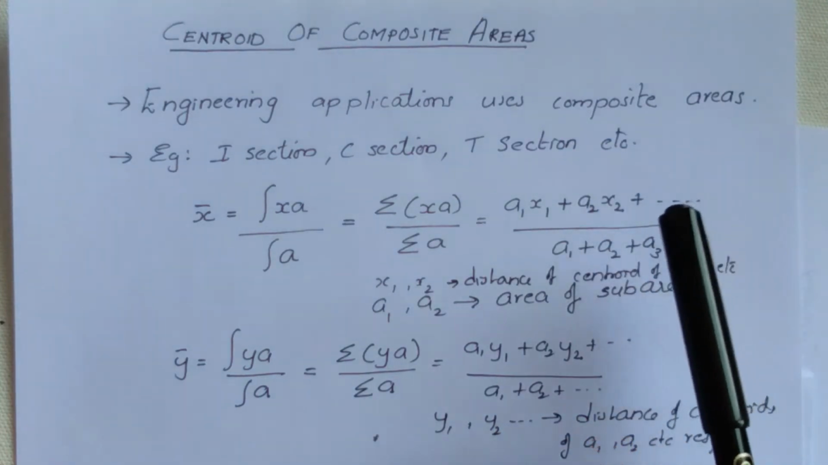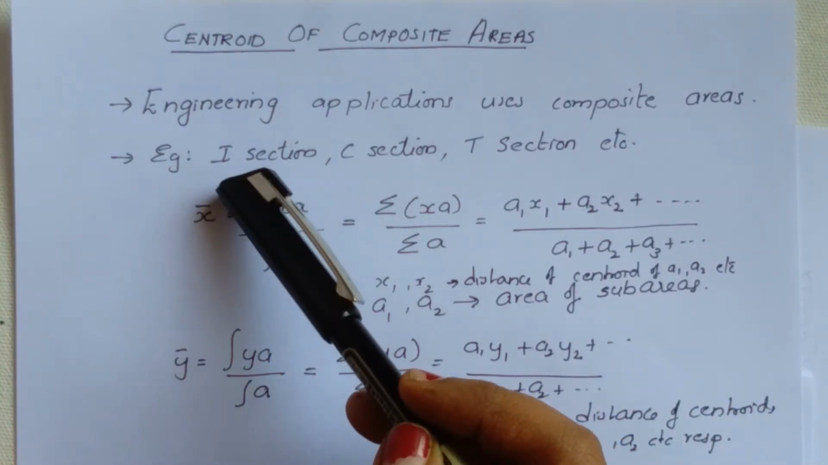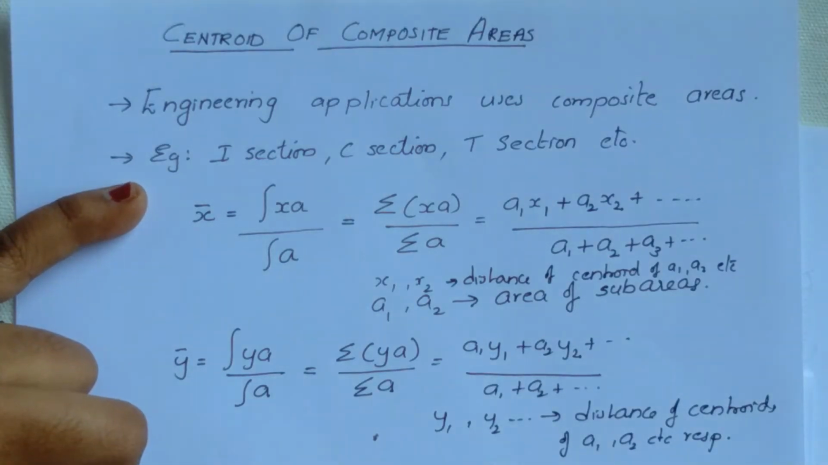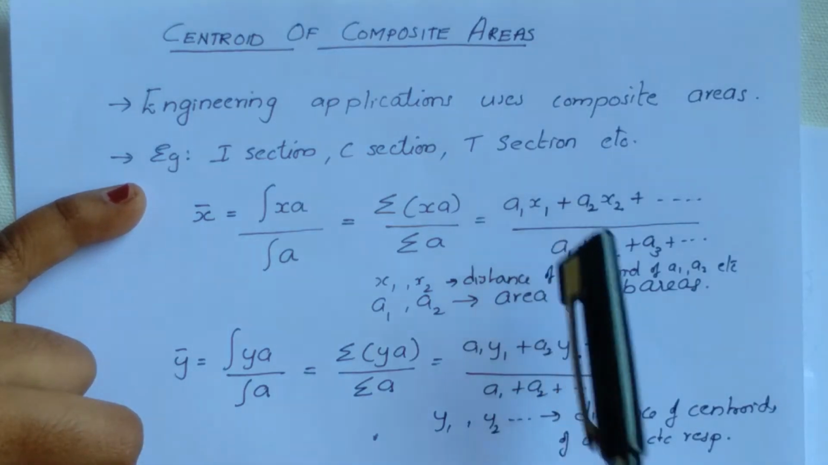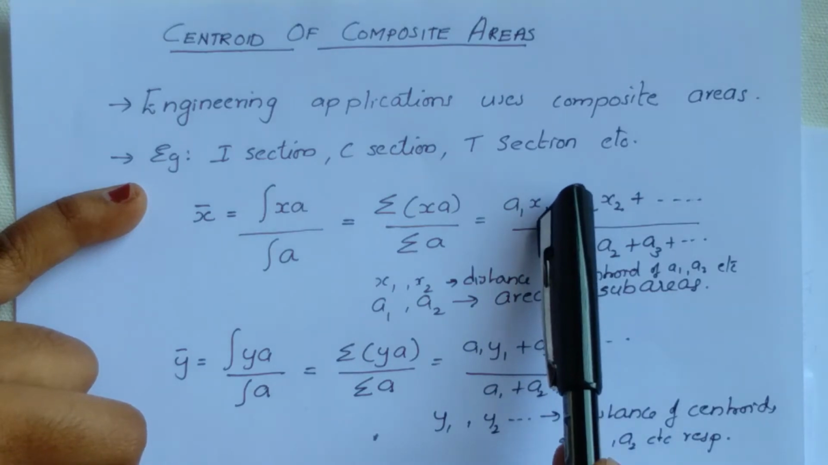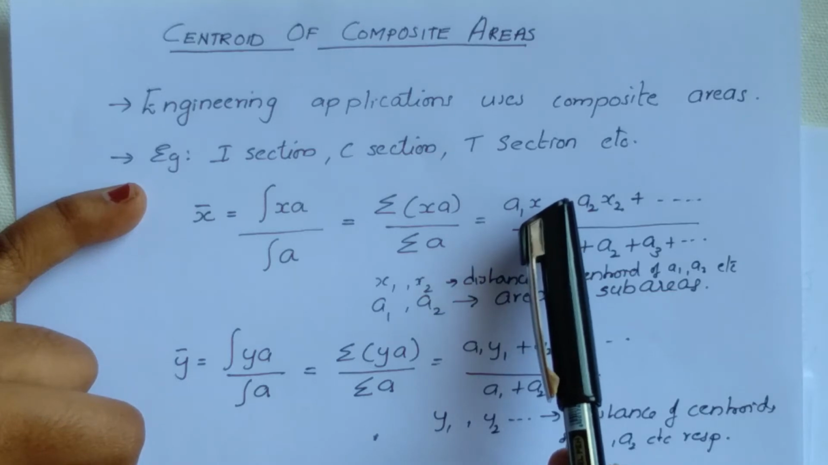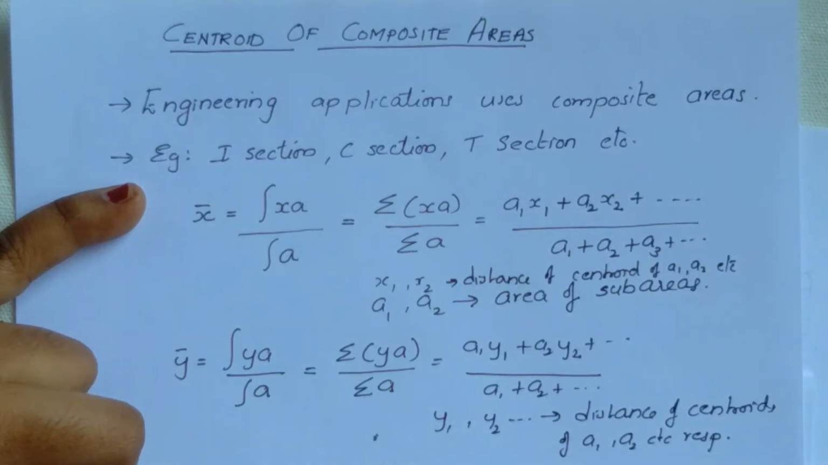In this episode, let us have a discussion on centroid of composite areas with the help of a numerical example. In many engineering applications, we use composite areas, so it is necessary to find the centroid of such composite areas. Some of the examples are I section, C section, T sections, etc. There are many other examples. Usually, what we will do is divide the composite area into a number of simple areas like rectangle, triangle, semicircle, etc., for which the areas and location of centroid of the areas are known.